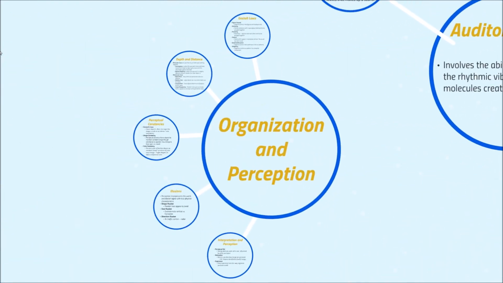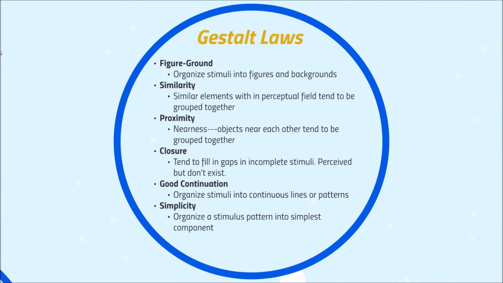Lastly, we have organization and perception, beginning with Gestalt laws. Firstly is figure ground, which is how we organize stimuli into figures and backgrounds. Next is similarity, when similar elements within perceptual fields tend to be grouped together. Proximity, nearness, is when objects near each other tend to be grouped together. Closure is when we tend to fill in gaps in incomplete stimuli. These are perceived but do not actually exist.